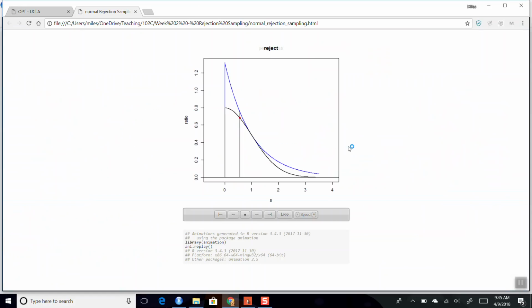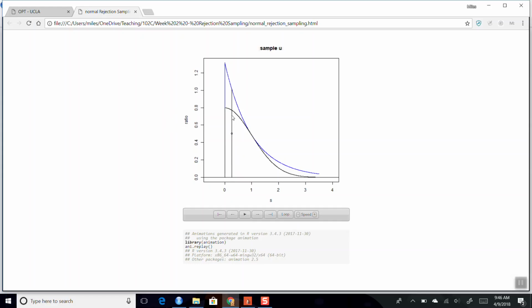And now we will do kind of the same thing here. I have the video running a lot faster, but we propose a value from the exponential distribution, so that's going to favor values on this side over this side, which is going to be a good property. And then we draw a random value u.